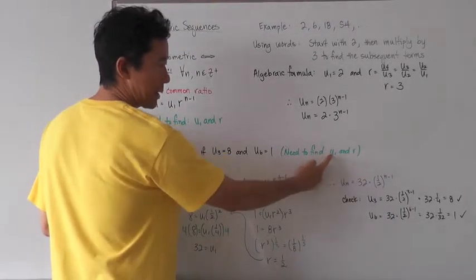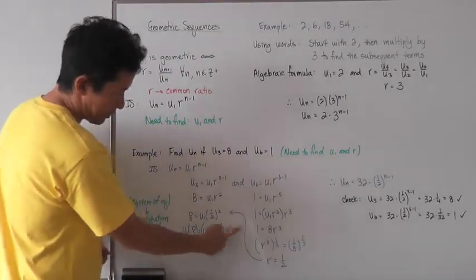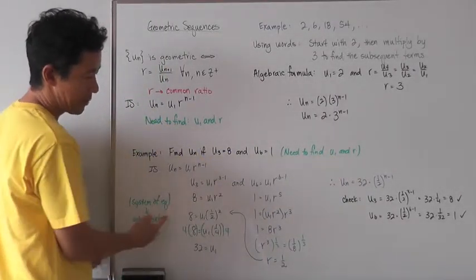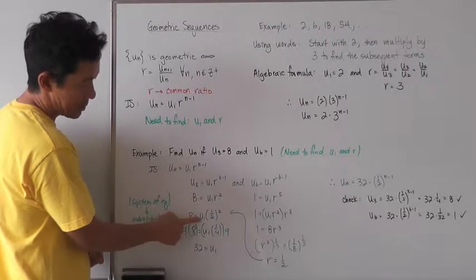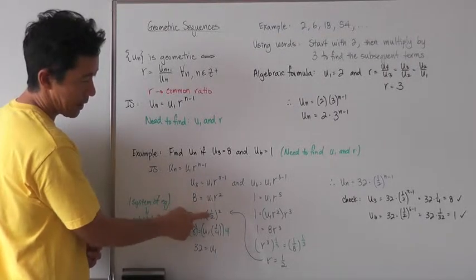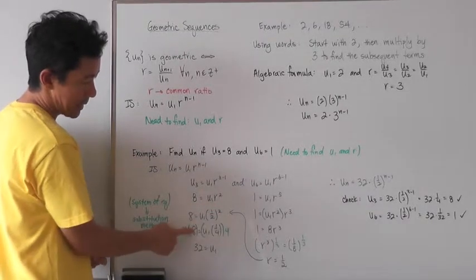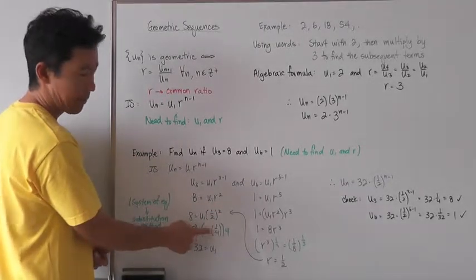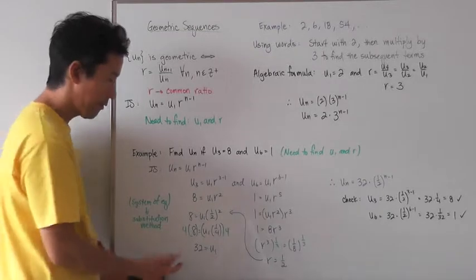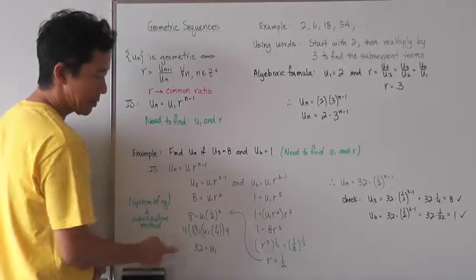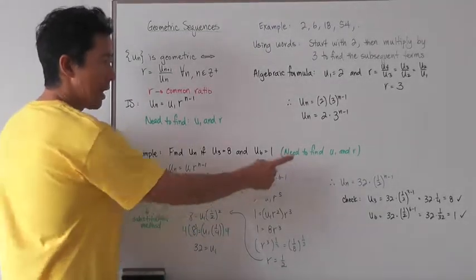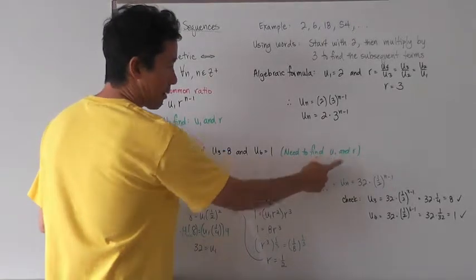Now, I also need to find out what u sub 1 is. I got r, so I need to find u sub 1. If I go back into either one of these two formulas, I get 8 is equal to u sub 1 times the quantity 1/2, because that's what r is, raised to the second power. That means 8 is equal to u sub 1 times 1/4. I multiply both sides by 4 and I get 32 is equal to u sub 1. There you go. I found out what u sub 1 is and what r is.